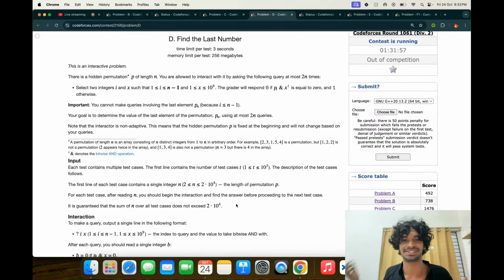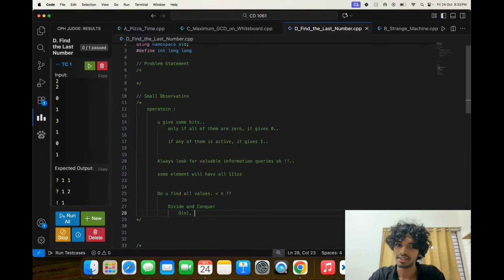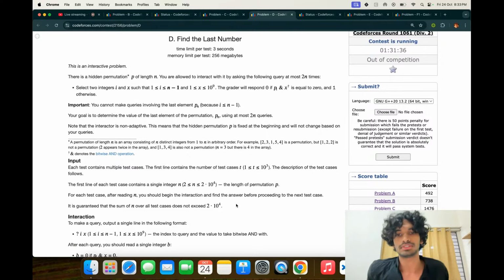It's divide and conquer. 2n says it's divide and conquer. I can do it in O of n, discard the other half. You can do this. I will literally throw off elements.